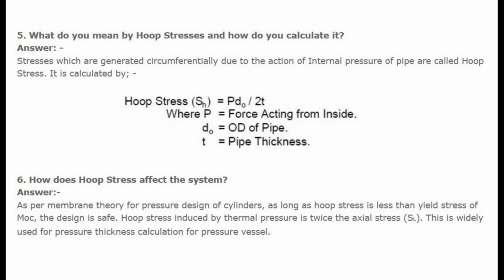Number 6. How does hoop stress affect the system? Answer. As per membrane theory for pressure design of cylinders, as long as hoop stress is less than yield stress of the material, the design is safe. Hoop stress induced by internal pressure is twice the axial stress, SL. This is widely used for pressure thickness calculation for pressure vessel.